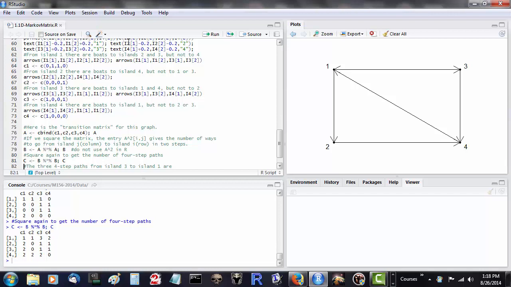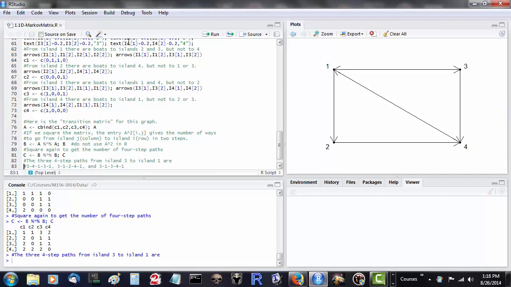Square again, we get the number of four-step paths. And now this becomes actually quite difficult to check by hand. It says correctly that there are 3 ferry boat journey paths that take us from island 3 to island 1. It took me a while to find all 3 of them. They are 3 down to 4, across the diagonal to 1, over to 3 and back to 1, 3, straight back to 1, down to 2, over to 4 and up to 1, and 3 to 1, back to 3, down to 4, up to 1.